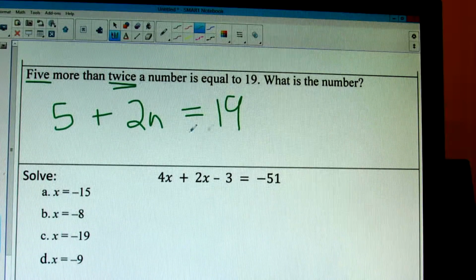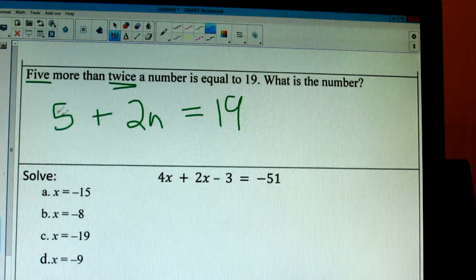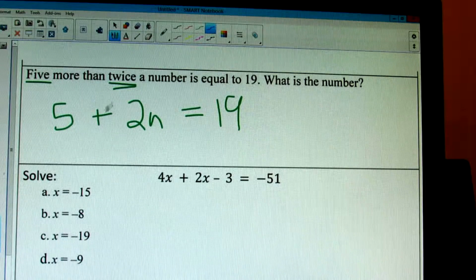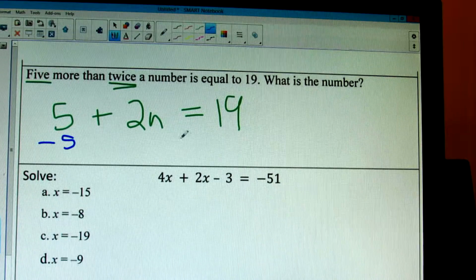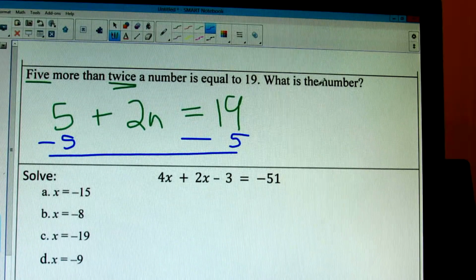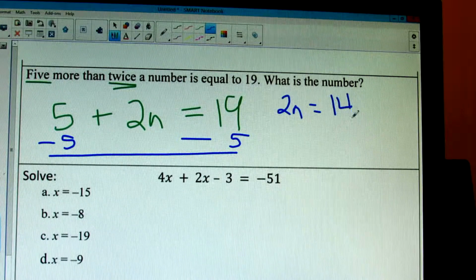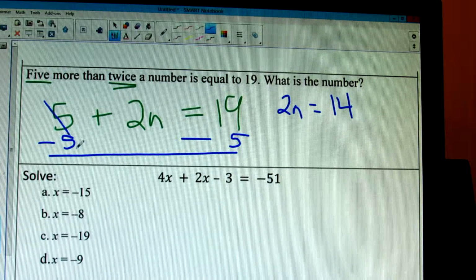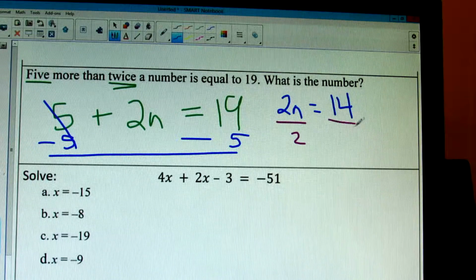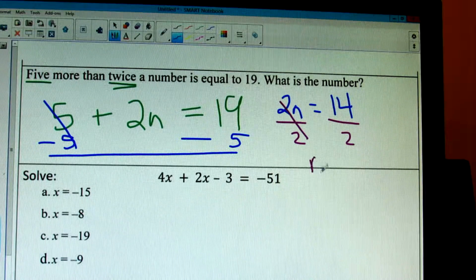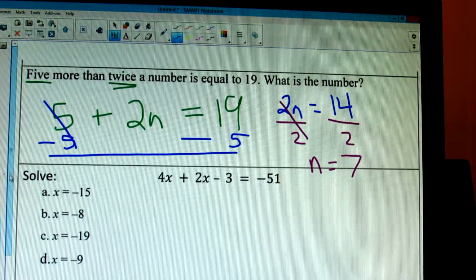Okay, here's my chance to solve it. I can guess and check, but solving it's going to be a lot faster. Again, using SAD-MEP, working backwards from PEMDAS, I would have to do my adding or subtracting first. I am adding the 5 on, so I have to subtract that 5 away. I get 2n equals 14. All right, because 19 minus 5 is 14. These 5s are going to cross out to 2n. And then, to solve, I have to divide both sides by 2. My 2s cross out, n equals 7. All right, the number is 7.